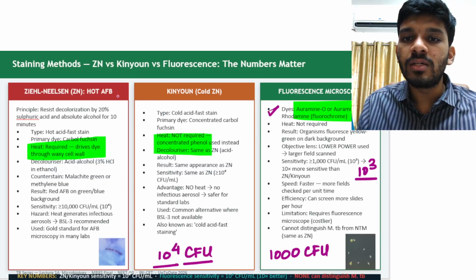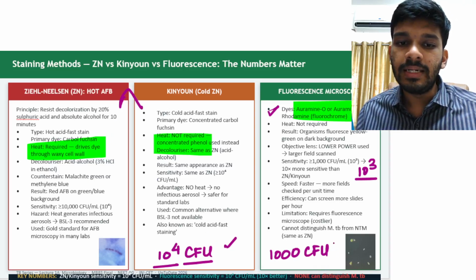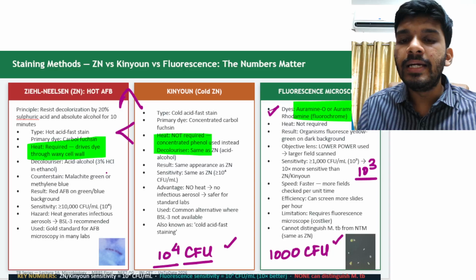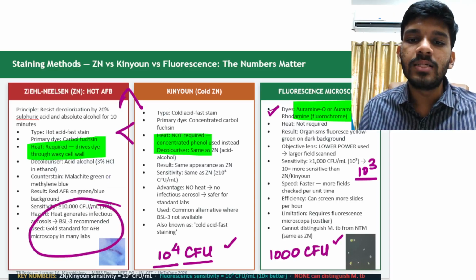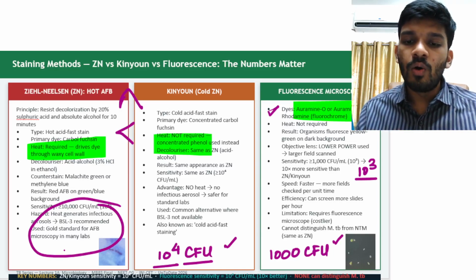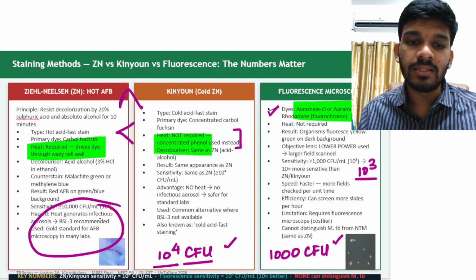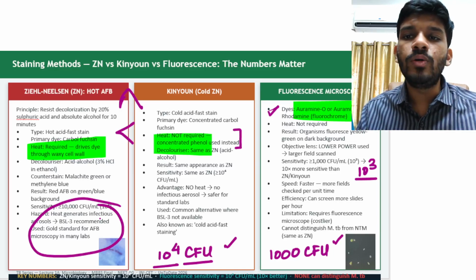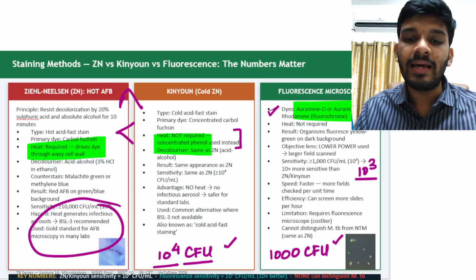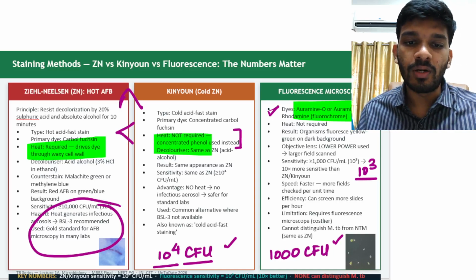What is the sensitivity for Ziehl-Neelsen stain? 10,000. What is the sensitivity of the fluorescence method? It is 1,000. And why are we using cold, not hot? It is because this generates aerosols and it requires a BSL-3 setting, and it can be possibly infectious. Okay, the difference is here you are using concentrated phenol as the mordant. And here, can you diagnose Mycobacterium tuberculosis? No. You can only tell that acid-fast bacilli are present. You cannot distinguish between species here. So that is a very, very important thing.